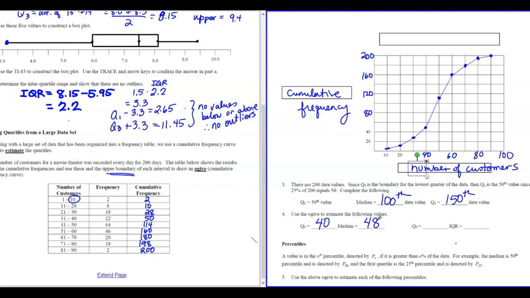Okay. Then Q3 is the 150th. So that would be here. Again, we're going to estimate. Go down maybe about 58. And again, here, the 150th is going to be in this interval. Okay, the interquartile range then would be approximately 18. Q3 minus Q1.